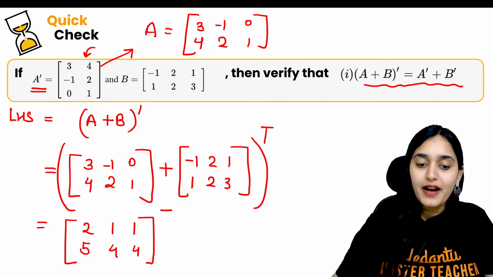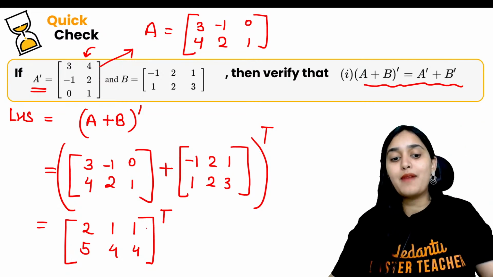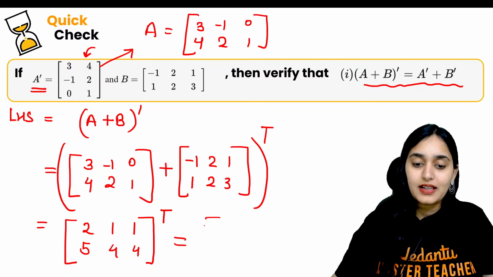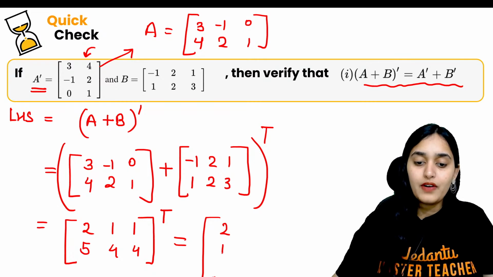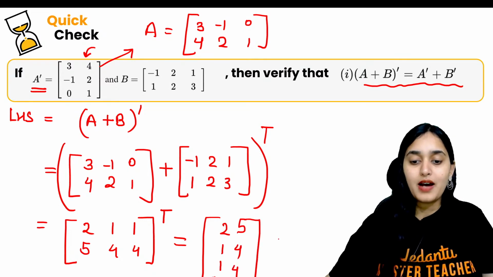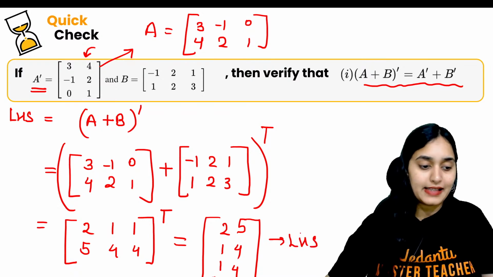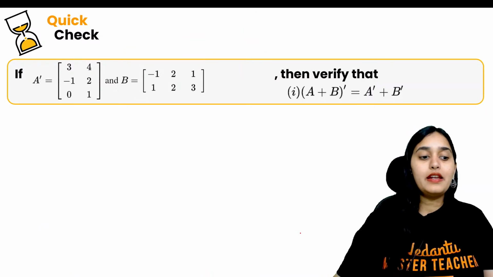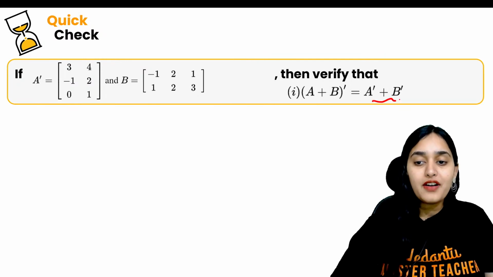Now I want to find the whole transpose of this matrix. So it is basically equal to 2, 1, 1, 5, 4, 4. This is my left hand side. Now let's find out our right hand side.